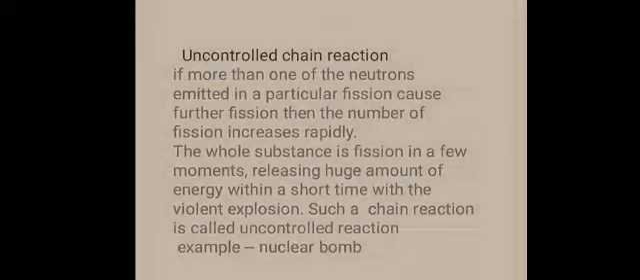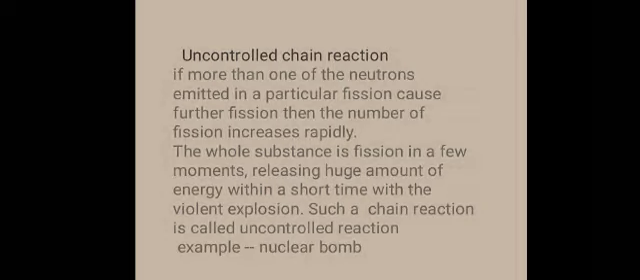The next is uncontrolled chain reaction. From the word itself, no control. That is, if more than one neutron emitted in a fission causes further fission, we know the fission rate will increase rapidly, and as a result, within a few seconds, within a few moments, what happens? The whole material gets fissioned, releasing a lot of energy in a short period of time with a violent explosion. Such a chain reaction is called an uncontrolled chain reaction.